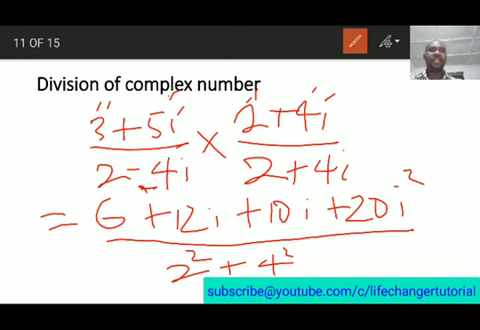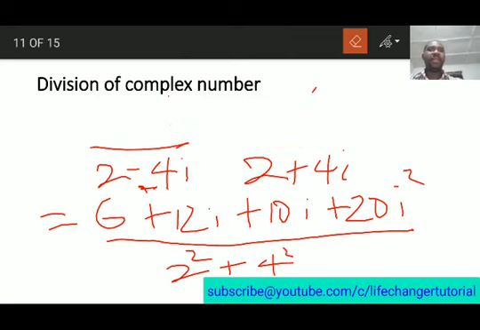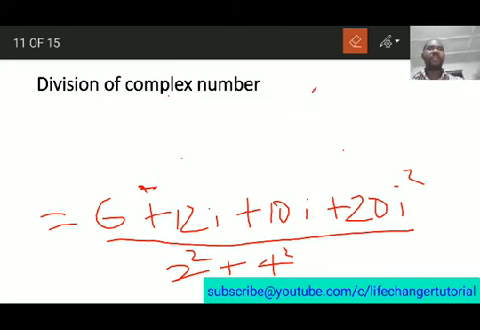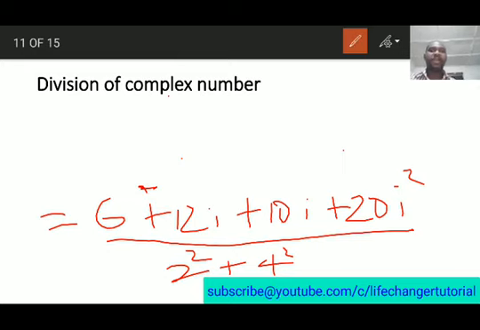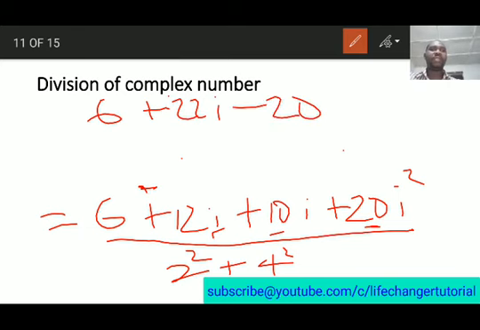Okay, so let us rub off the beginning here. I'm sure you get that. Then we continue. Okay, so we are going to have 6 now. Now 12i here plus 10i here is going to give us 22i. Now plus 20i squared, like we know, is going to be minus 20. Remember, i squared is minus 1, so it neutralizes that plus. Now divided by the denominator, 2 squared plus 4 squared is 4 plus 16. That's going to give us 20.